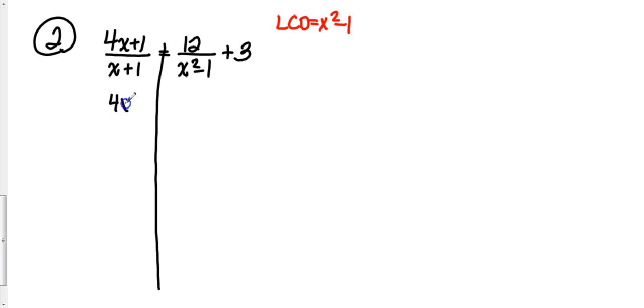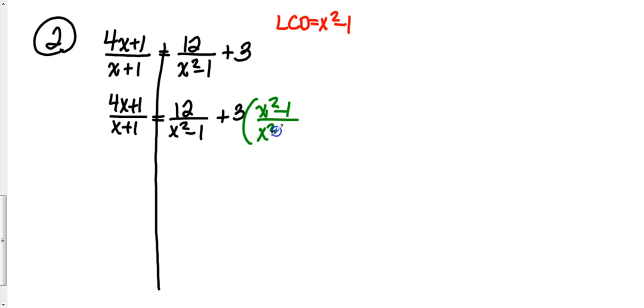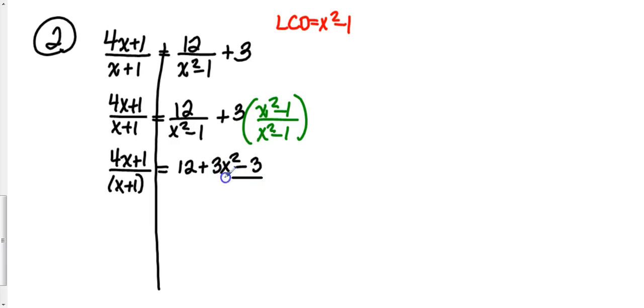So for right now, we will leave the left side alone. (4x + 1) divided by (x + 1) will stay. 12 divided by (x squared minus 1) will also stay. But now we will multiply 3 times (x squared minus 1) divided by (x squared minus 1). So now we have (4x + 1) divided by (x + 1) equals (12 + 3x squared minus 3), all divided by (x squared minus 1).